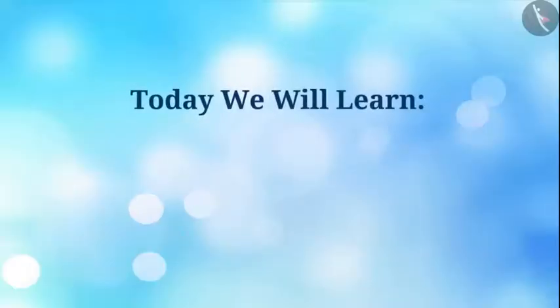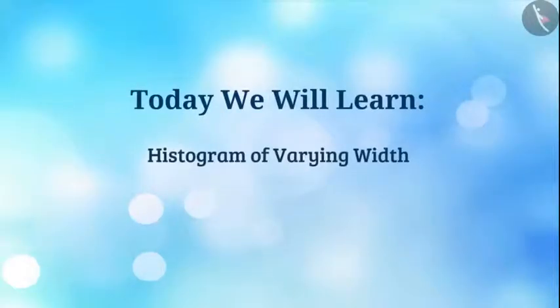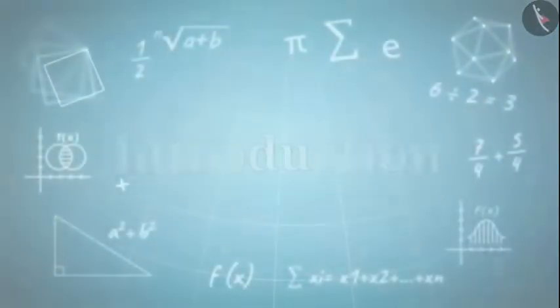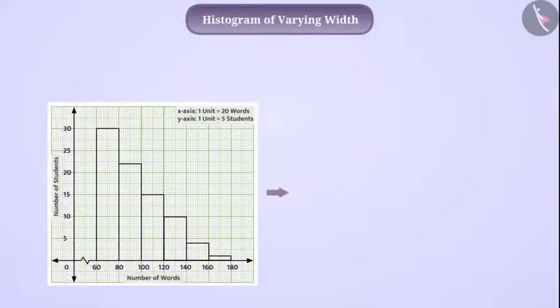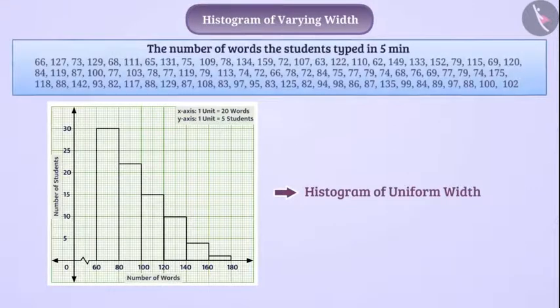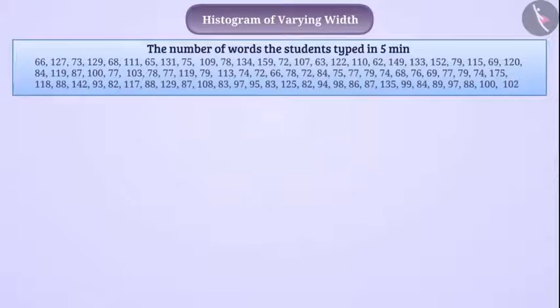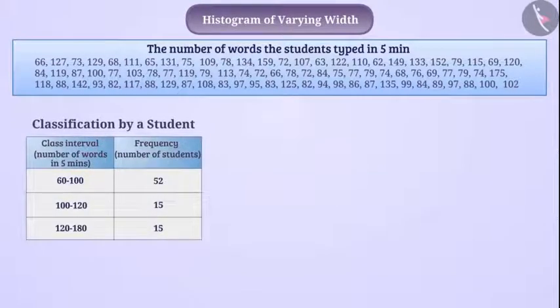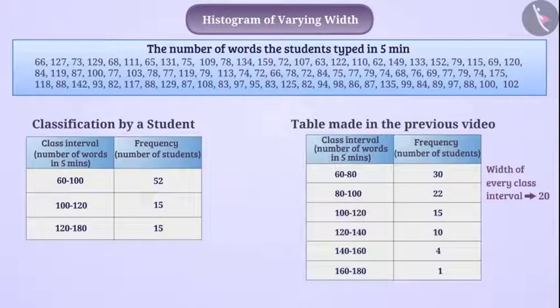Today we will learn about histogram of varying width. In the previous video, we learned about the histogram of uniform width, in which we represented the number of words the students typed in 5 minutes as a histogram of the same width. Suppose a student classified these data in this way. Is the table the same as the one made in the previous video?